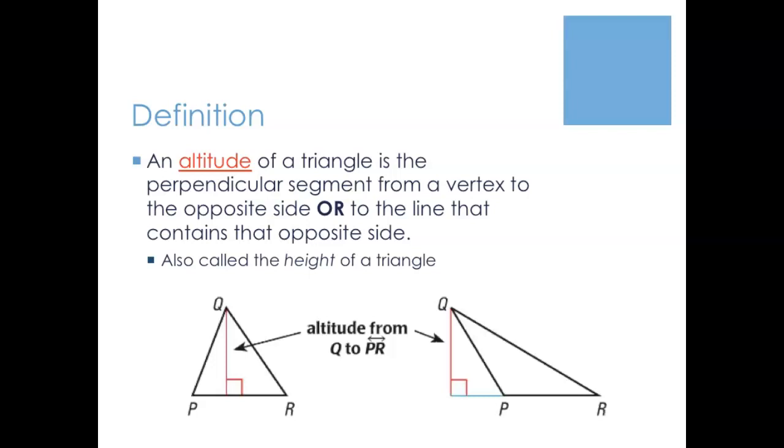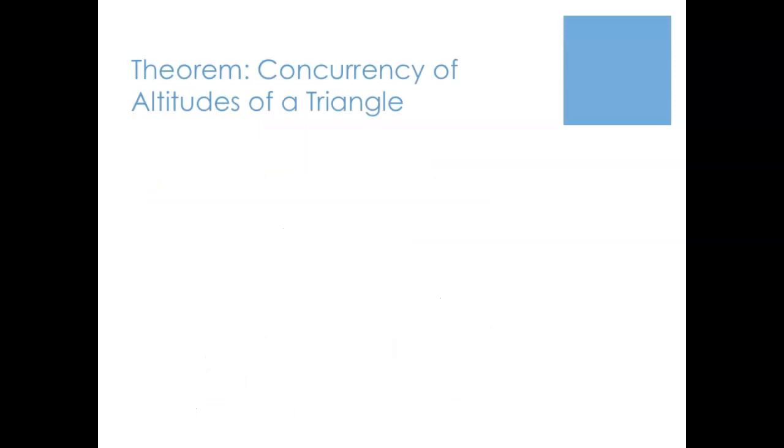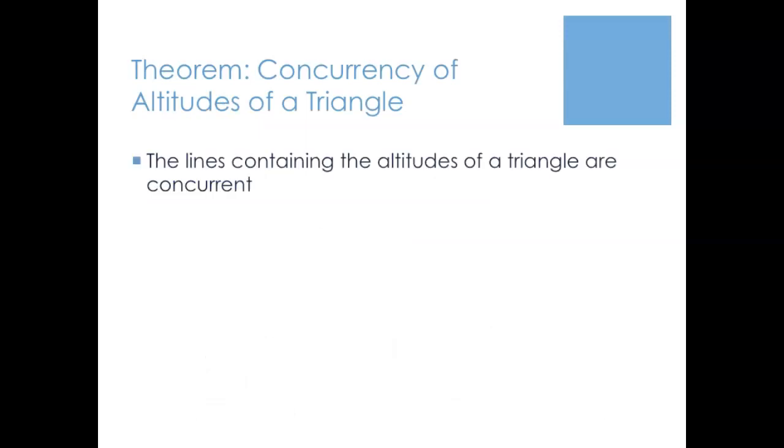And so that's why in our definition, we say it's the perpendicular segment from the vertex to the opposite side, so directly to PR like the one on the left, or it's to the line that contains the opposite side. So that blue extension there is containing the opposite side. Now, for altitudes of a triangle, the point at which those three intersect is what we call the orthocenter. So the lines containing the altitudes of a triangle are concurrent, and that point of concurrency is called the orthocenter.